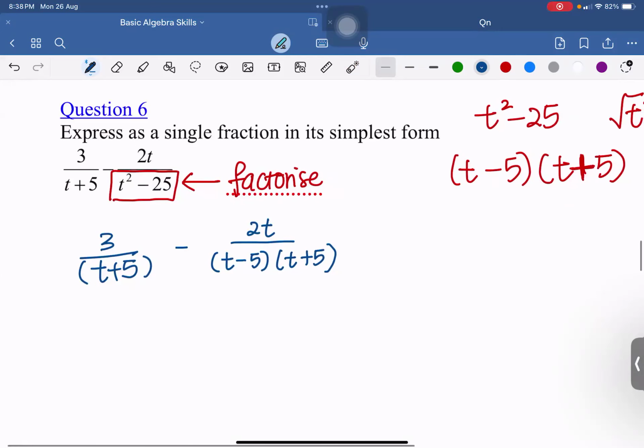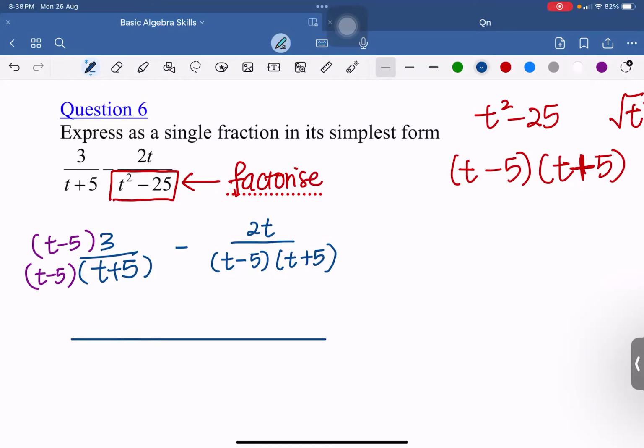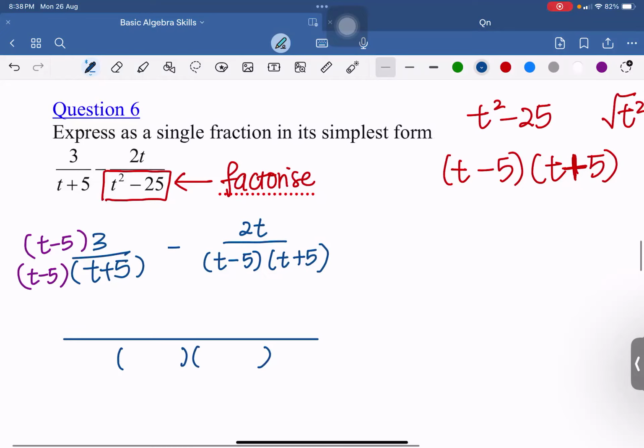Next step, make the denominator the same. What do I need to multiply to this fraction over here? t minus 5. Correct. I multiply with t minus 5. I am kiasu, I'm scared I don't get my marks, so I'm not expanding anything yet. But what's in my denominator? Do I write 4 brackets, 3 brackets, or 2 brackets only? 2. Only 2, one of them t minus 5, the other one t plus 5.